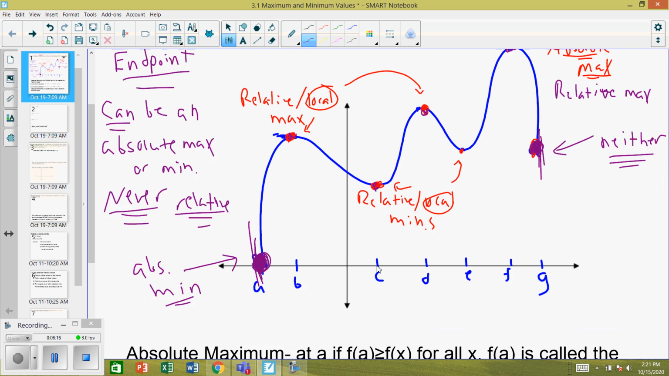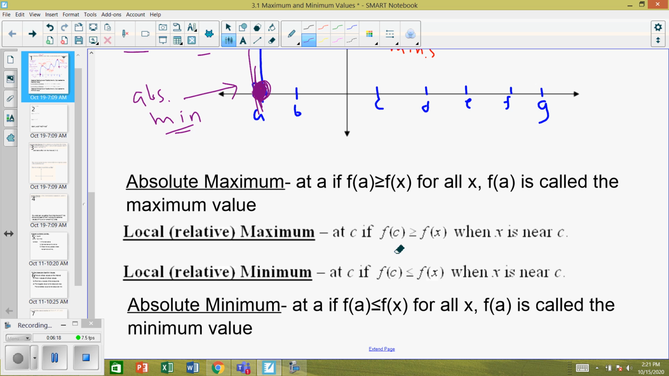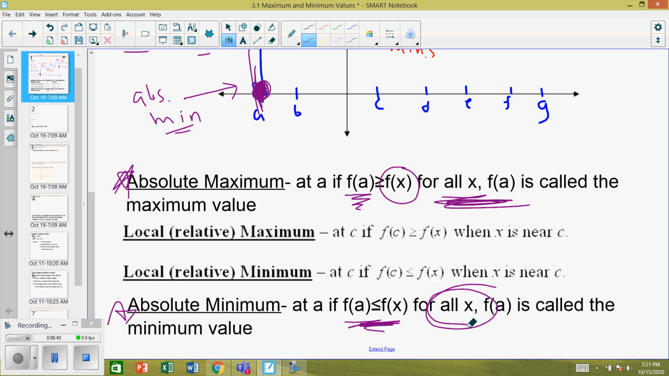So again, we've seen these before, just refreshing you a little bit. And here are the four definitions spelled out for you. Absolute max, absolute min. At a, if f of a is greater than f of x for all x, f of a is called the absolute maximum. And if f of a is less than f of x, meaning it's the smallest y value for all x, it's called the absolute minimum. And these can potentially be endpoints.